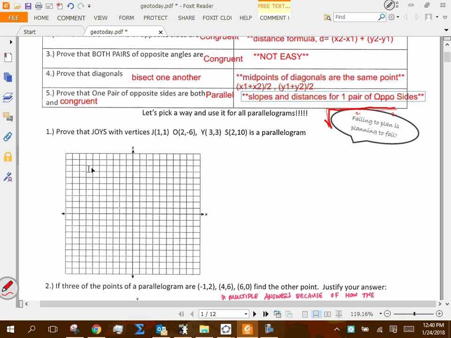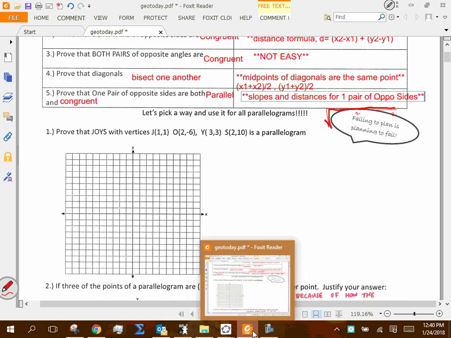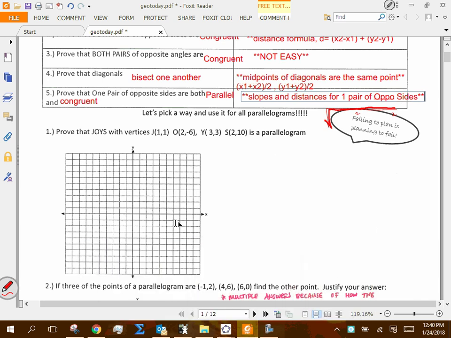So I want you guys to come down here and just plot those 4 vertices, J, O, Y, and S. Your picture's going to be kind of ugly, muddled. I think this is a 10 by 10. Right. So there's your Y axis, and there's your X axis, right? I believe from 0, 0, there's 10 units this way and 10 units that way. So that might help you plot S a little bit quicker.